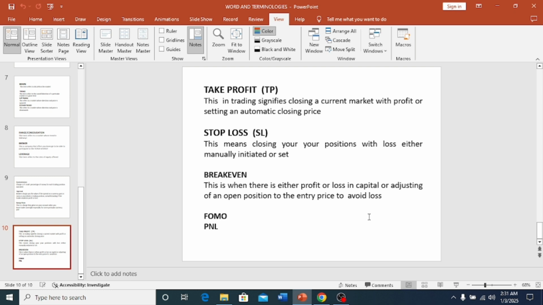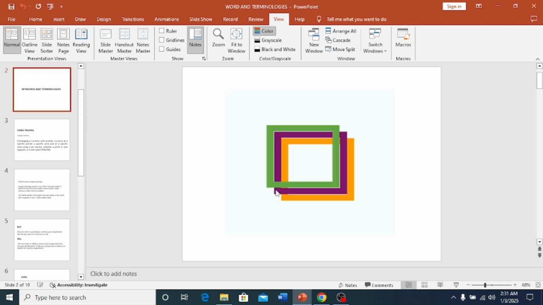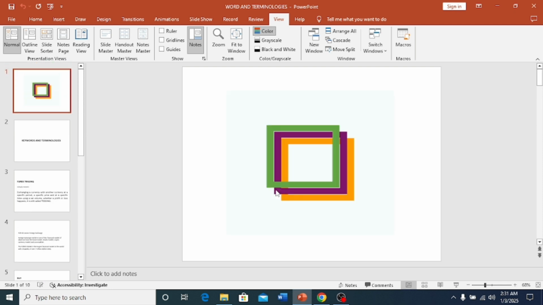That's break even. And lastly, we have FOMO, fear of missing out. We have P&L, profit and loss. So these are the basic things that a trader should come up with to be able to engage the forex market.